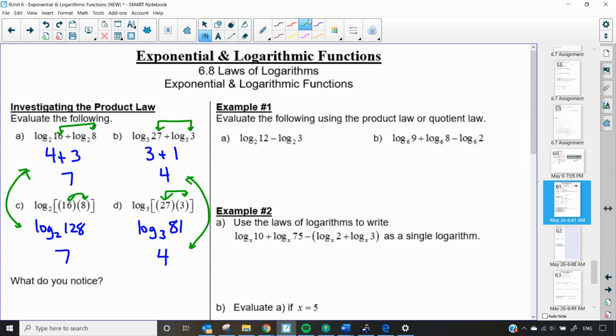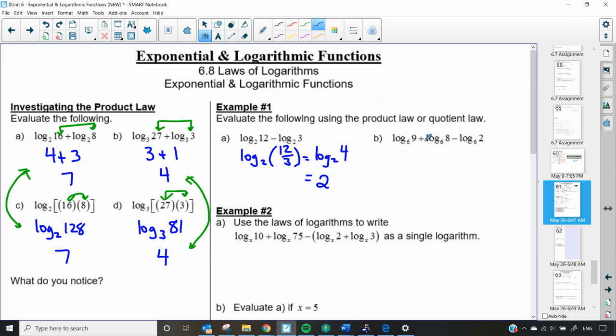So let's do some practice questions with these two laws. The first question asks us to evaluate the following using the product law or the quotient law. In the first question, we are subtracting our logarithms. We have the same base, so we can divide our arguments. So log base 2 of 12 minus log base 2 of 3 becomes log base 2 of 12 over 3, which is log base 2 of 4. This we can put into our calculator and we get 2. So log of 4 divided by log of 2 is 2.